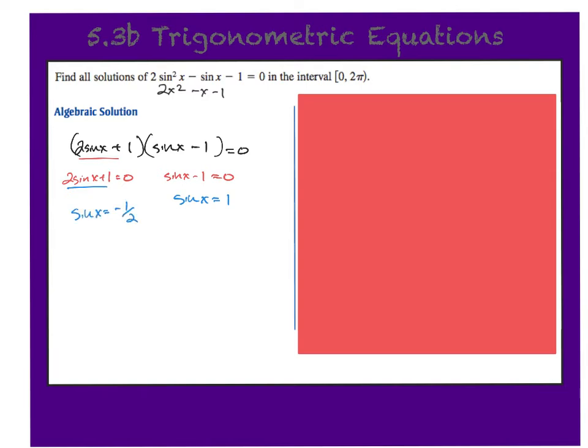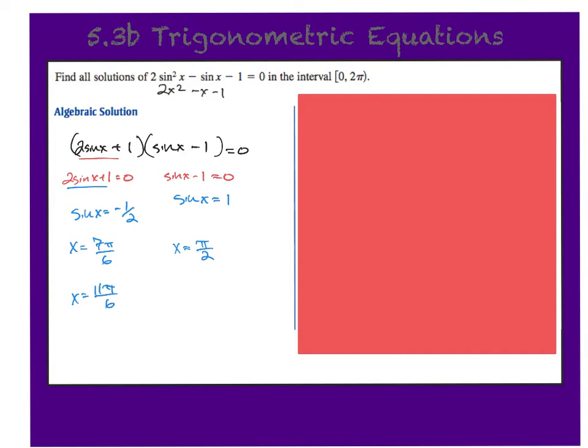Now, let's think about our unit circle. When does sine give me negative 1/2? We kind of just did this one. At 7 pi over 6 and 11 pi over 6. And when does sine x equal 1? At pi over 2. All right, at pi over 2.